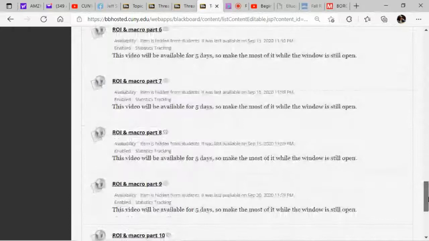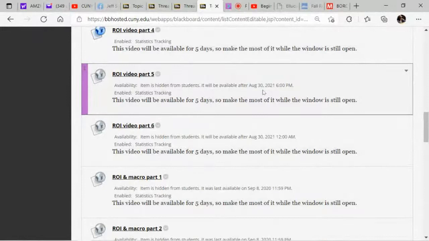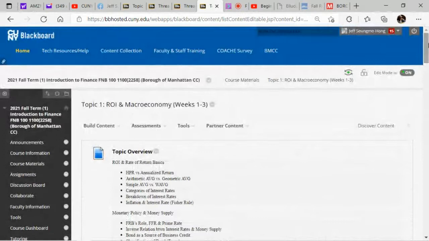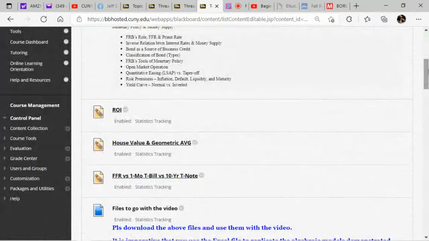The others are grayed out, so you cannot see them just yet. I can see them, but you cannot see them. On August 30th, they will open up, right? And another question: they are available for 5 days only, and from time to time, as I said, every day I will update. I will post the live Collaborate session recording of that day. I will post it there too.